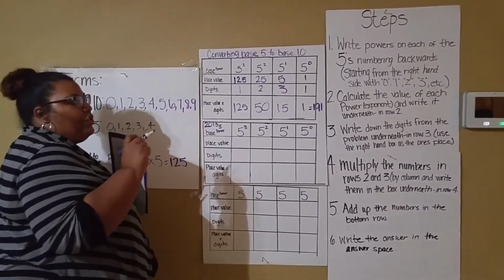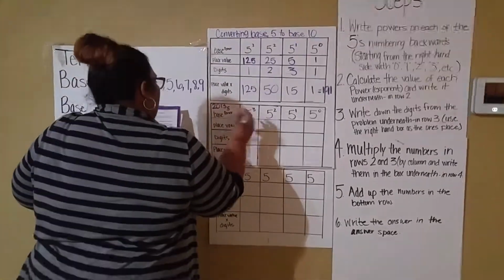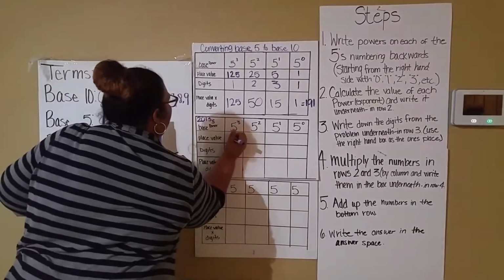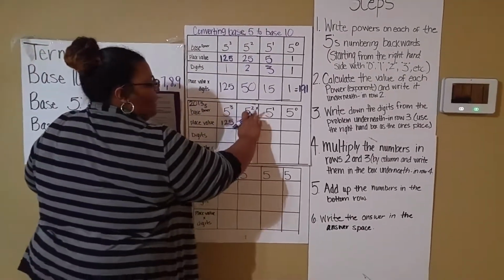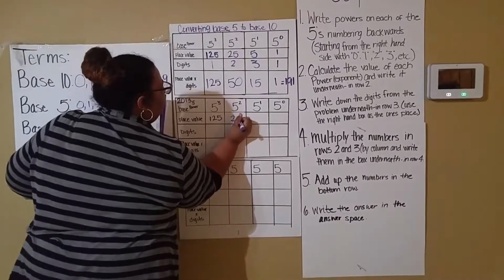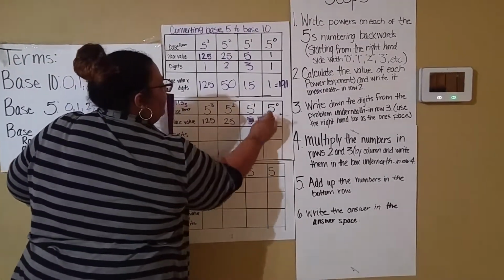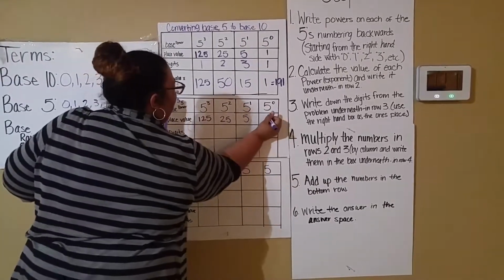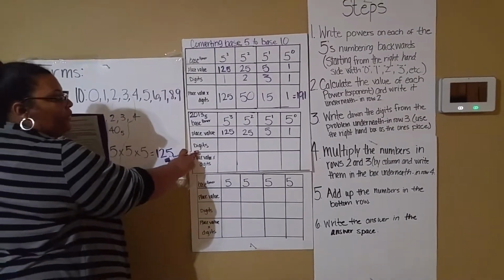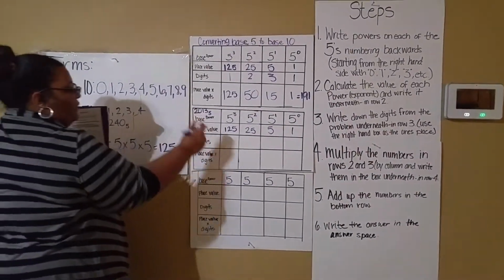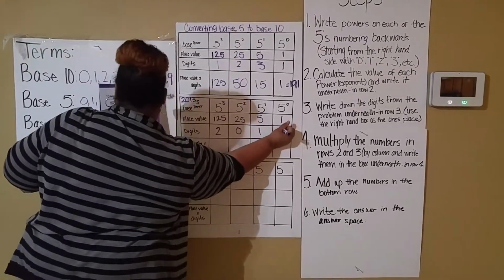We calculate the value of each power and write it underneath in row 2. Again, 5 to the third power is 125. 5 to the second power, 25. 5 to the first power, 5. 5 to the 0 power, 1. We write down the digits from our problem. The 2013, 2, 0, 1, 3.